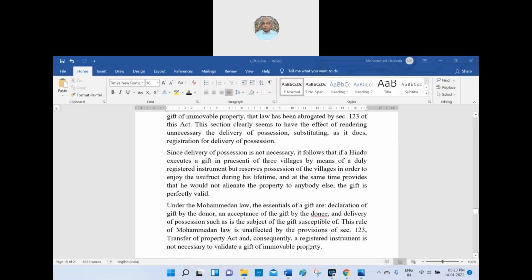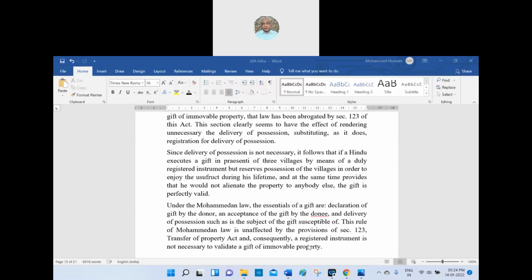Under the Mohammedan law, the essentials of a gift are declaration of the gift by the donor, yes, we already studied, and acceptance of the gift by the donee is the second condition, but both should be capable of making a contract, meaning capacity as well as sound mind, and delivery of such possession.